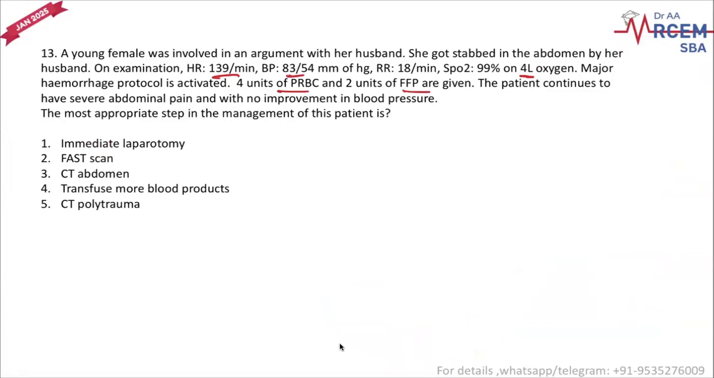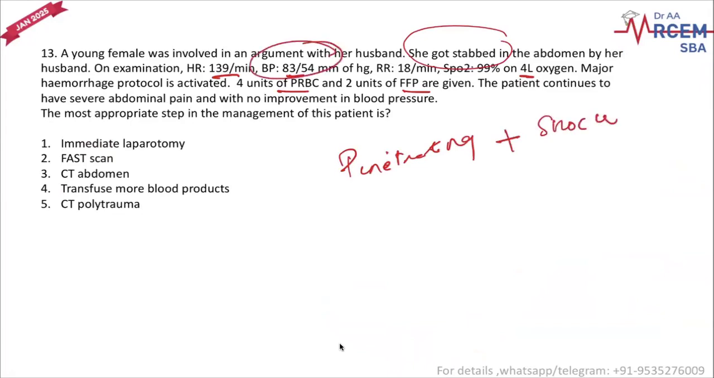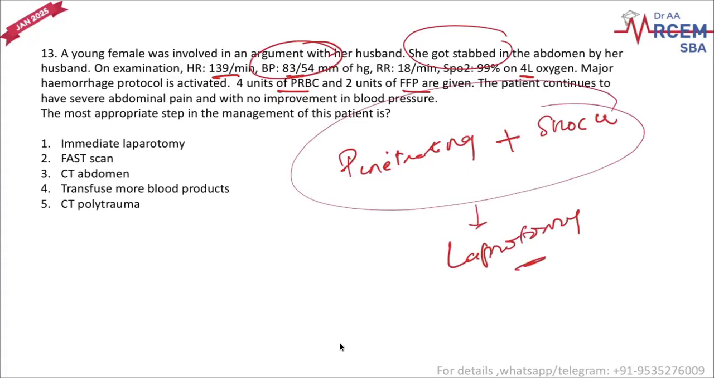This patient has two parameters you need to be aware of. Stab injury means it's a penetrating injury. It's a penetrating injury to the abdomen that is present. Along with it, the patient is in shock. Why do I call it shock? Because the systolic blood pressure is less than 90. This is an indication for immediate laparotomy. Your aim should always be to stop the bleeding. Here you can stop the bleeding by doing a laparotomy. So you need to involve the surgeons immediately and get a laparotomy done. What about FAST scan?